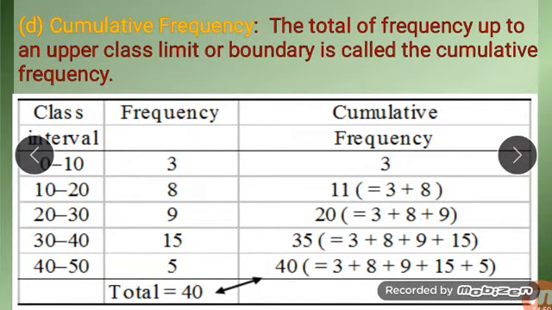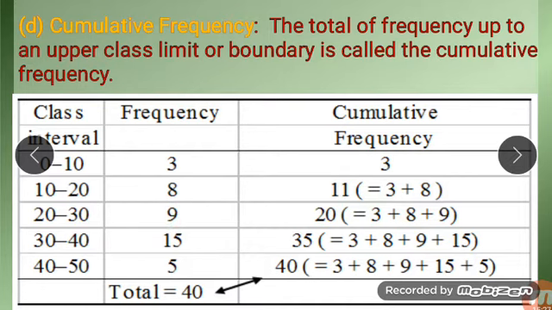Okay, here we have another concept known as cumulative frequency. The total of frequency up to an upper class limit or boundary is called the cumulative frequency. Let's understand this with the help of an example. Here are the classes, here are the frequencies, and here we have the cumulative frequency. Let this example be related to the marks of students. The number of students whose marks are between 0 and 10 is 3. The number of students whose marks are between 10 and 20 is 8, and so on.